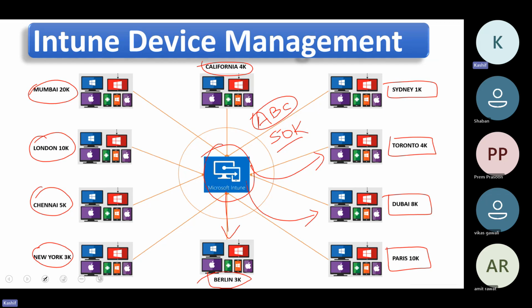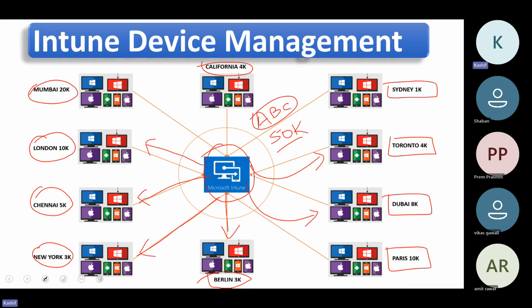Devices do not need to be in office premises. Your employees don't have to come to office to get Intune related policies. They will receive policies as long as the device has internet connection. So over the internet, the policy will be deployed to the devices.